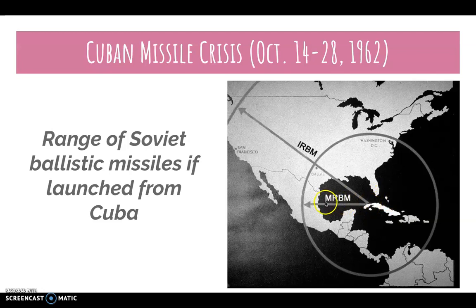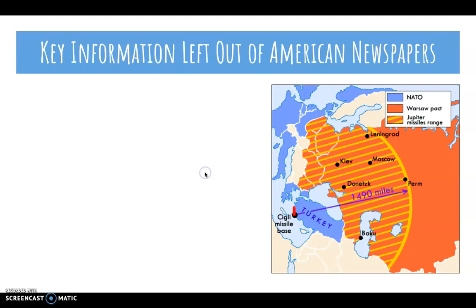You have your medium range ballistic missiles, so these are a little bit smaller. As you can see, it would have reached all the way into Mexico here, like central Mexico. And then if they had launched their long range ballistic missiles, you can see that it would have gone almost to the Pacific Northwest up here in like Washington. So they had some significant distance on them that would have done a lot of damage.